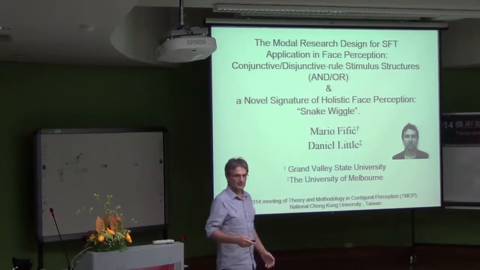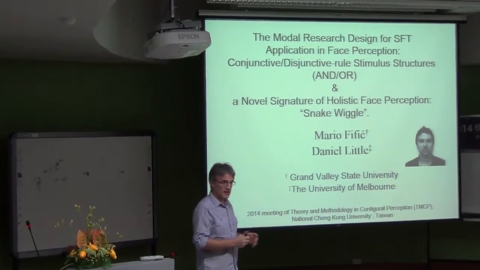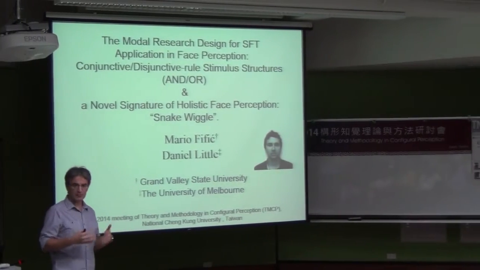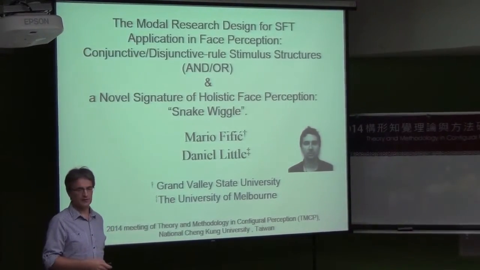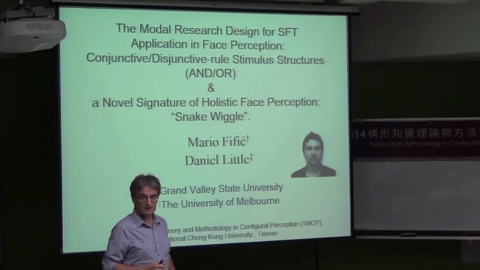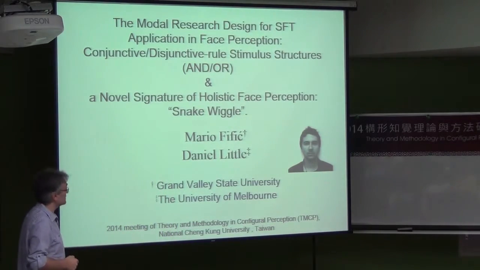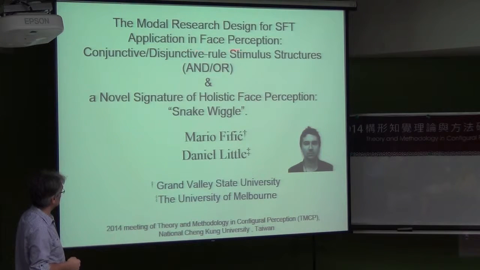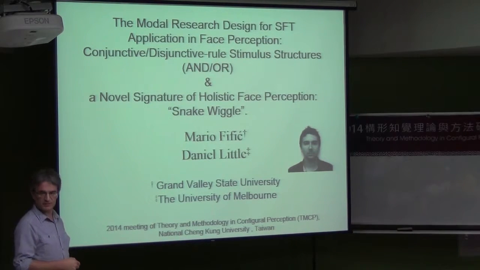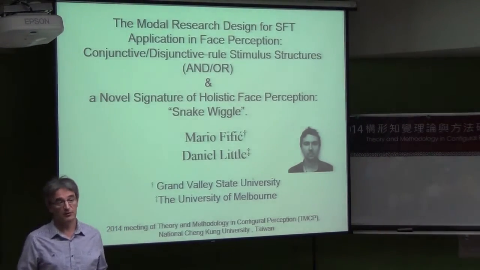So, as you probably recall from the last talk, I suggested that I provide some information on how to actually conduct these factorial studies. The most important aspect of this methodology is to provide an appropriate research design. For that reason, I'll talk about two types of designs. One involves AND/OR decision gates, and we call this disjunctive-rule signal structures. And after that, we talk about the novel signatures of a holistic or configural perception.